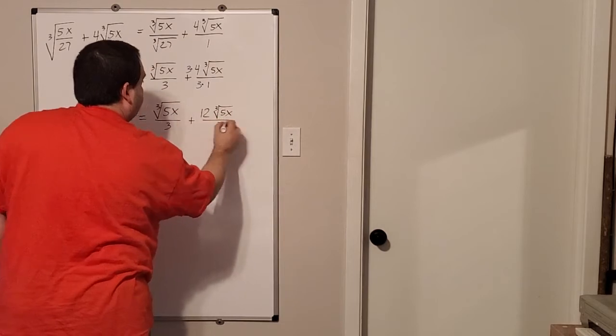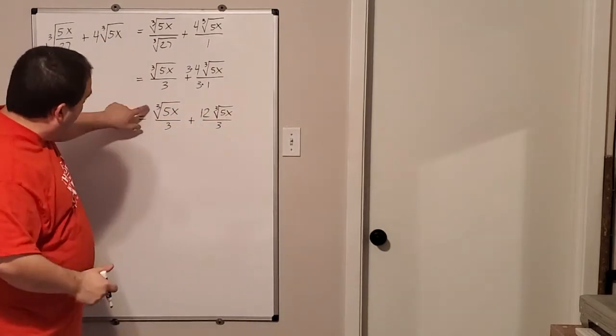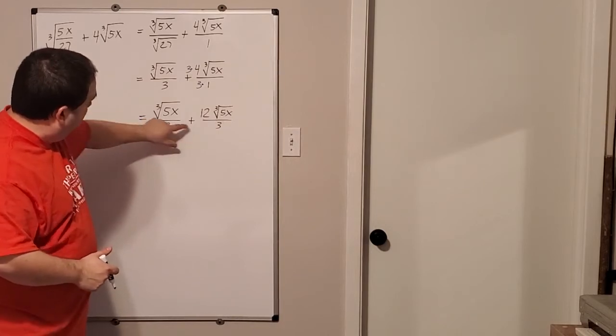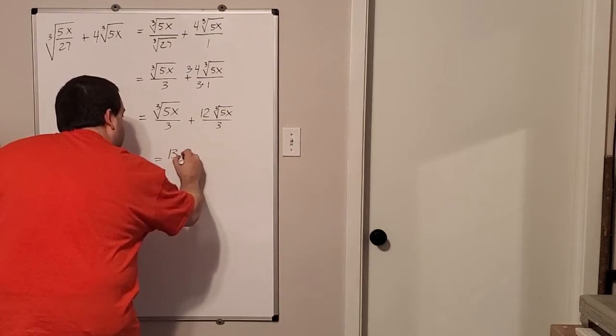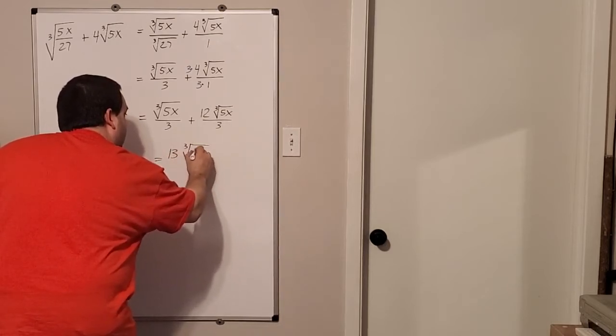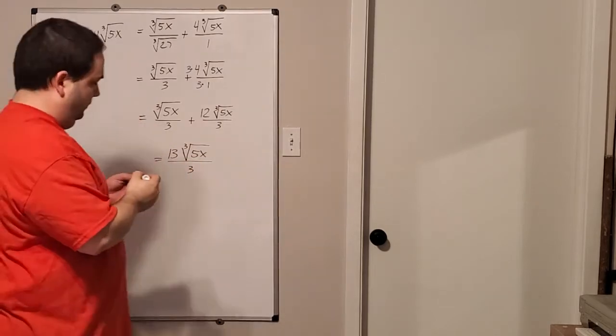over 3. Common denominators, like term radicals, ready to add: 1 plus 12. Grand total, 13 third root of 5x all over 3. Okay?